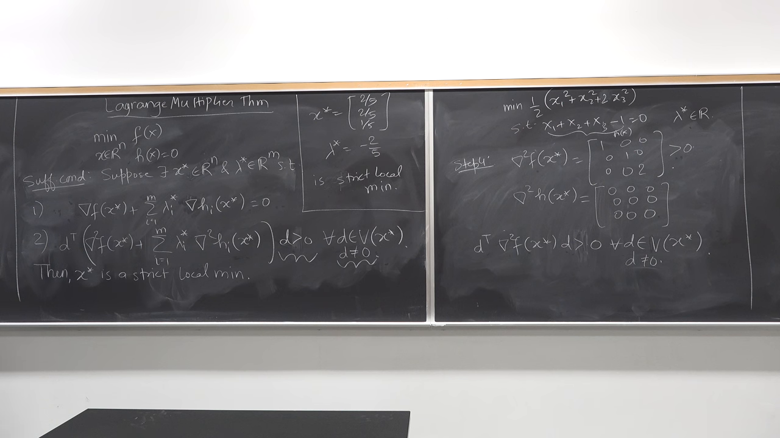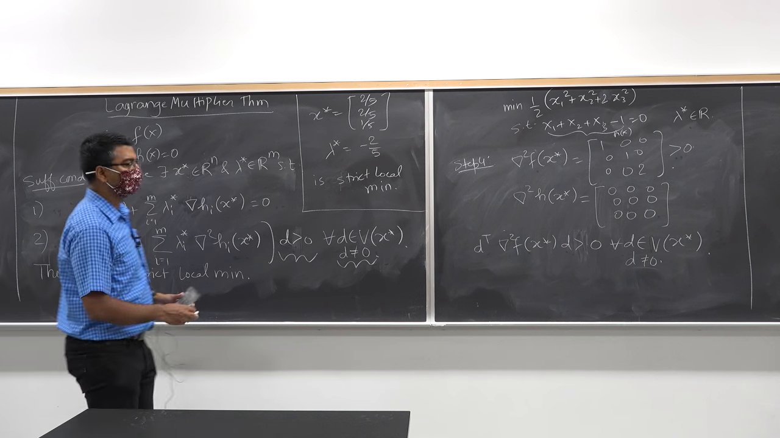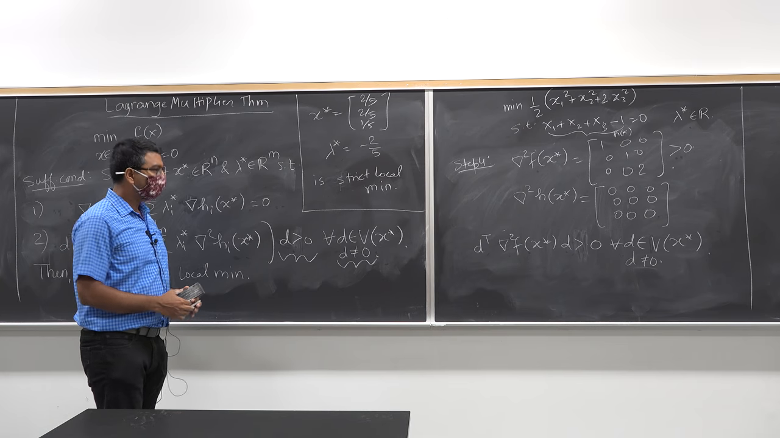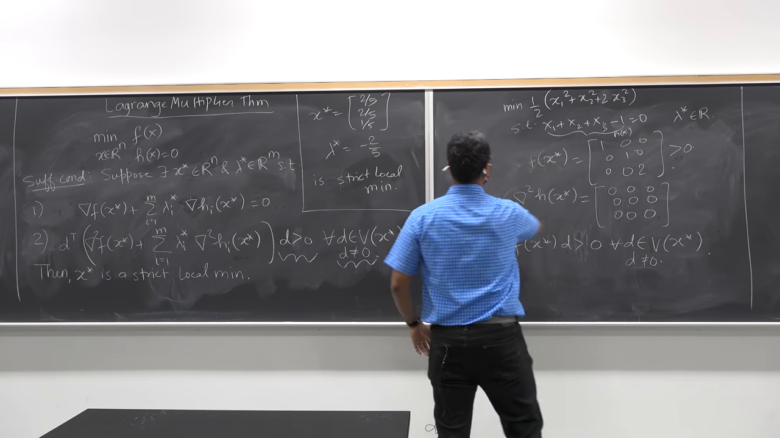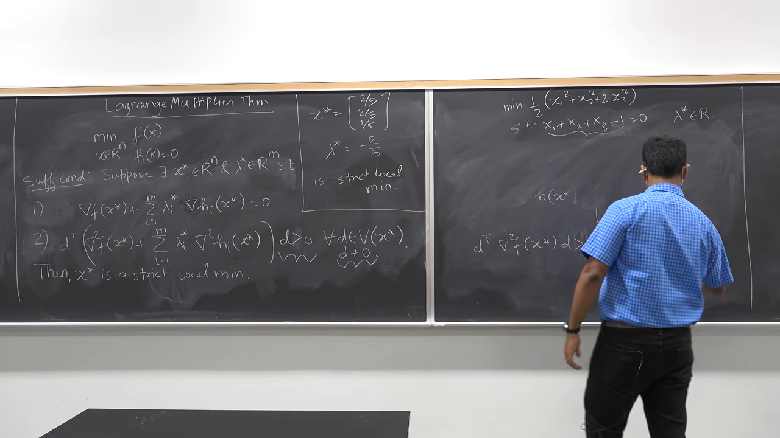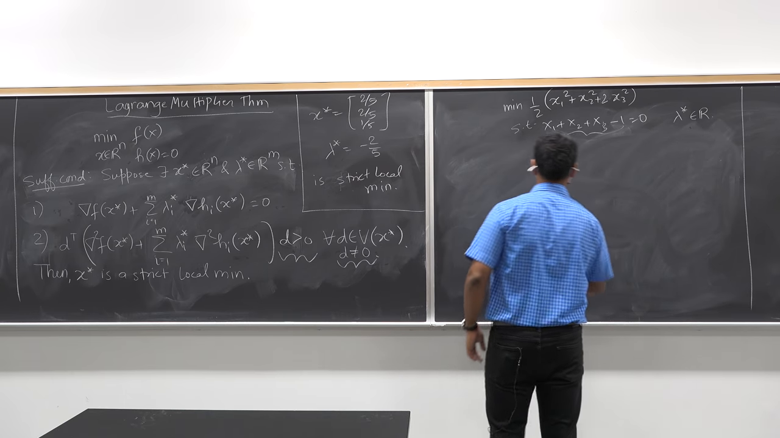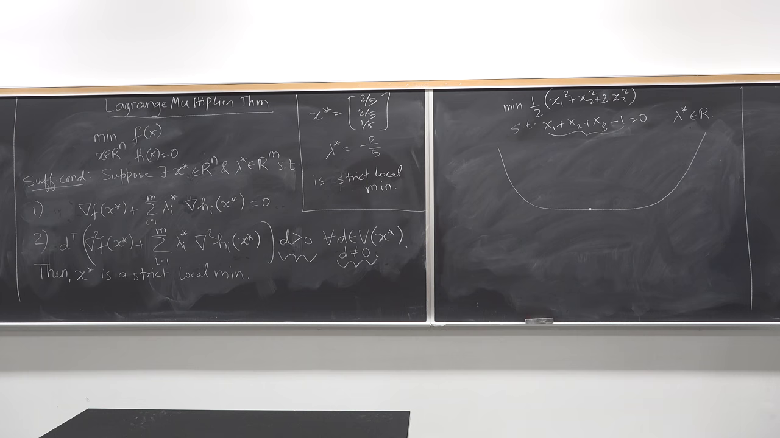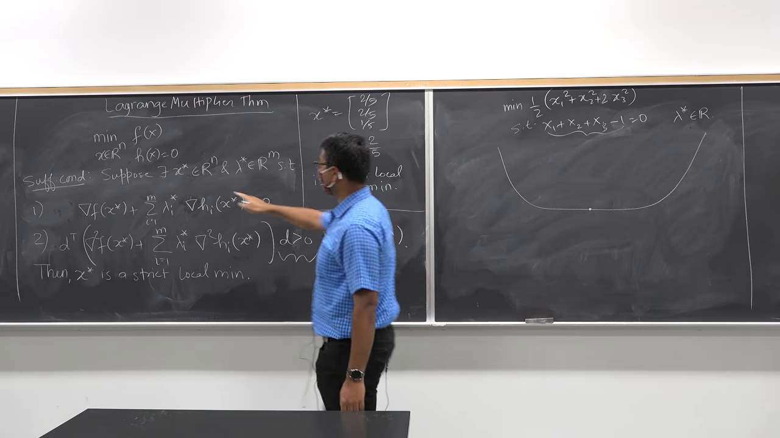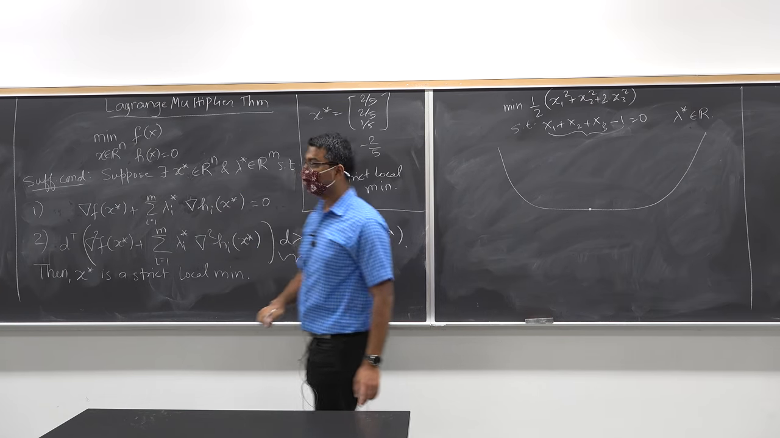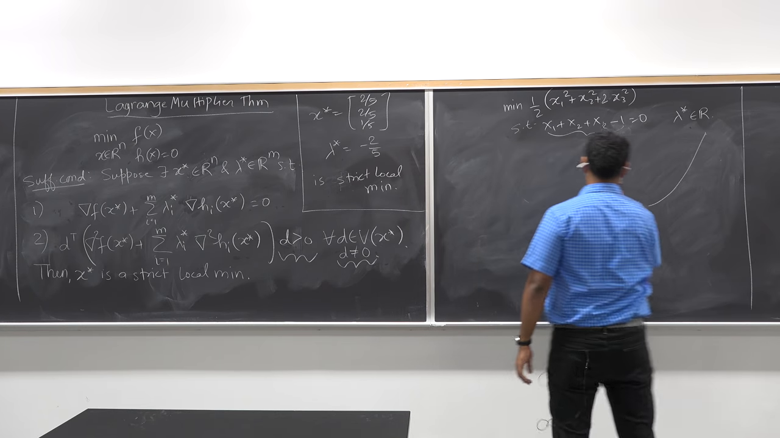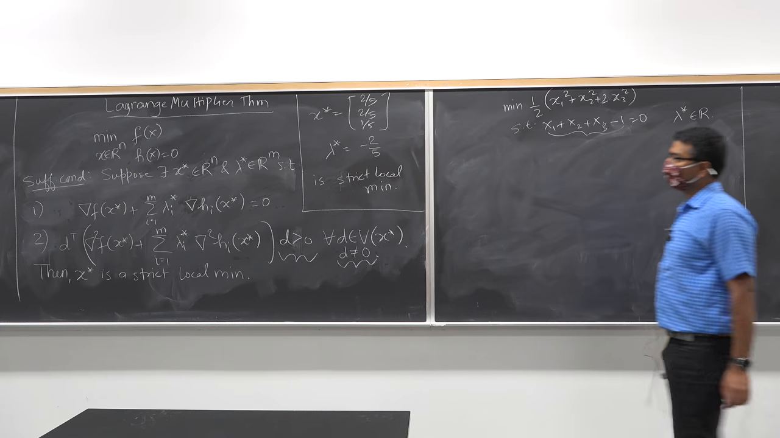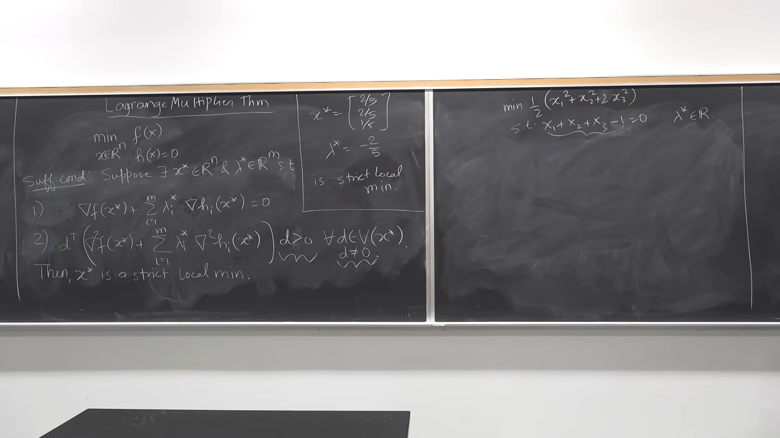Yes, please. Local minimum means that, what's the difference between a strict local minimum and a local minimum? Oh, okay, very good question. Let me erase this side of the board. So this point is a local minimum, but not a strict local minimum. Because if you move along this direction, your function value is the same. So it's not strict. That's the difference. So when I say a strict local minimum, I'm only looking at the points where h of x is equal to 0. Any other question? Okay.